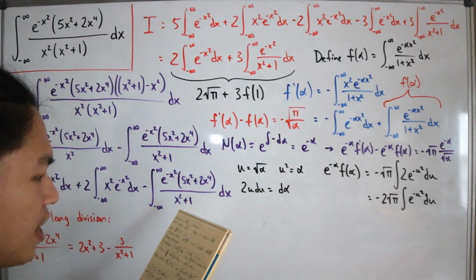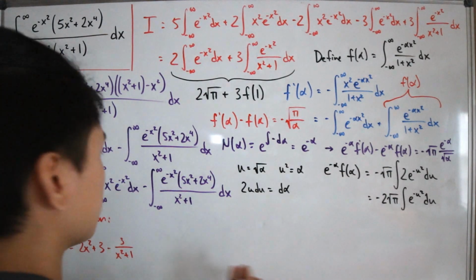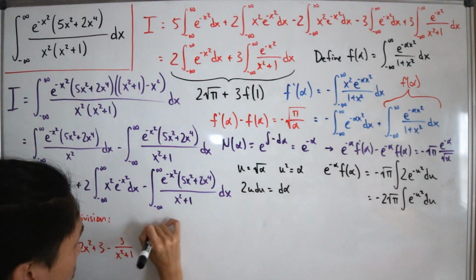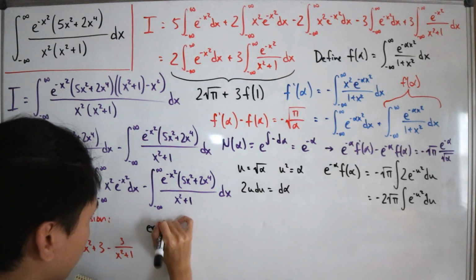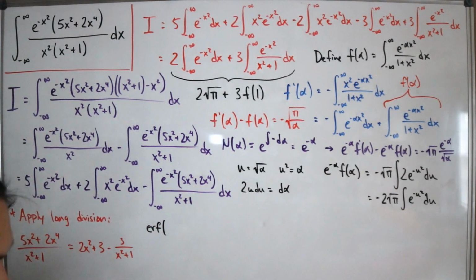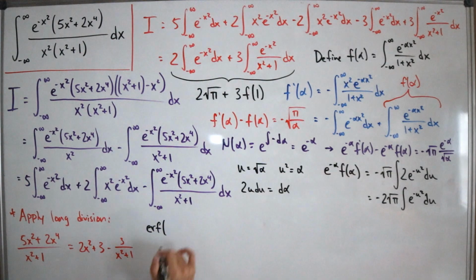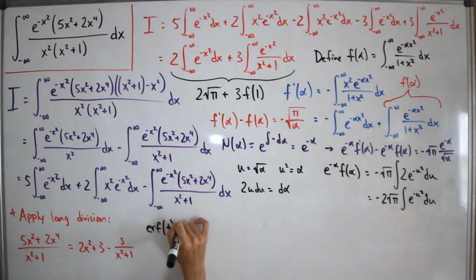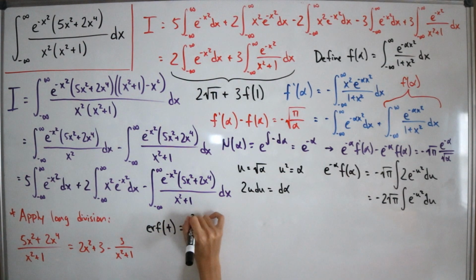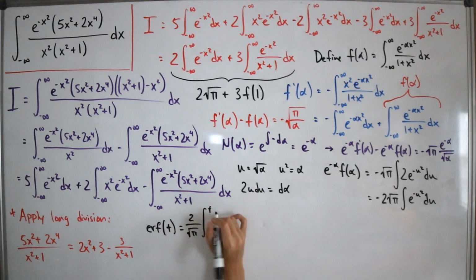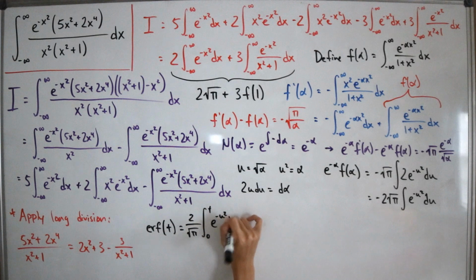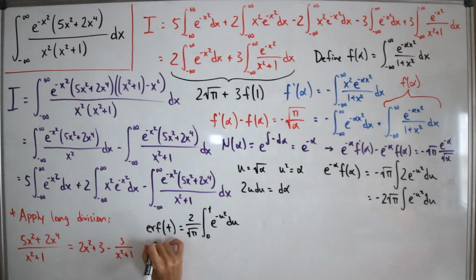So keep in mind that the definition we'll be using is the error function. That's why I mentioned that the error function is going to come in handy for this situation. So the error function of t, by the integral definition, is equal to 2 divided by the square root of pi, multiplied by the integral from 0 to t of e to the negative u squared du. So what if I were to take the derivative with respect to t?